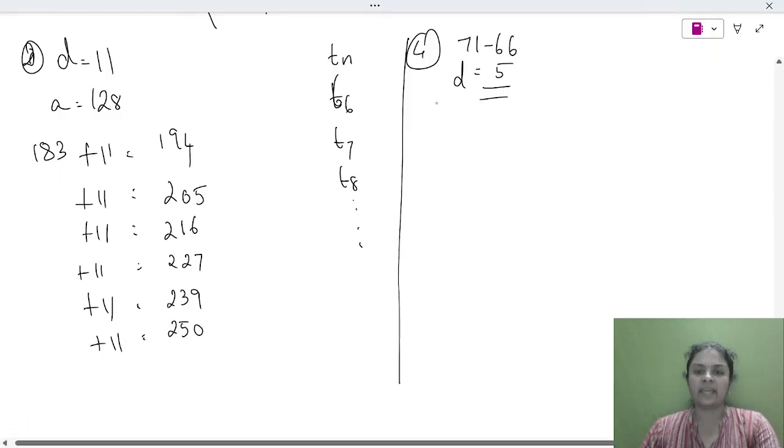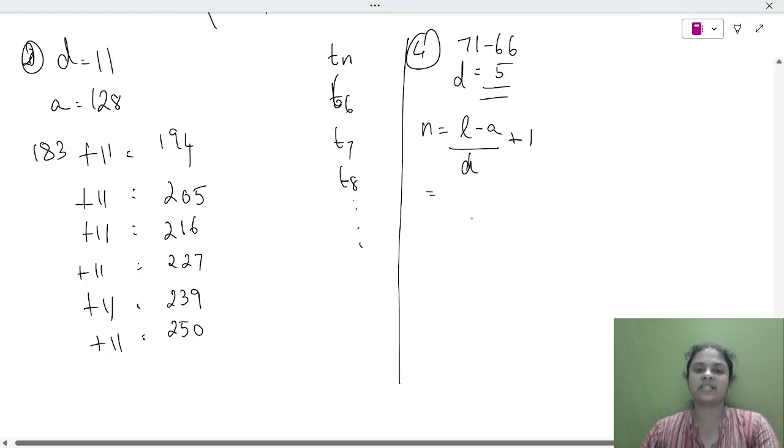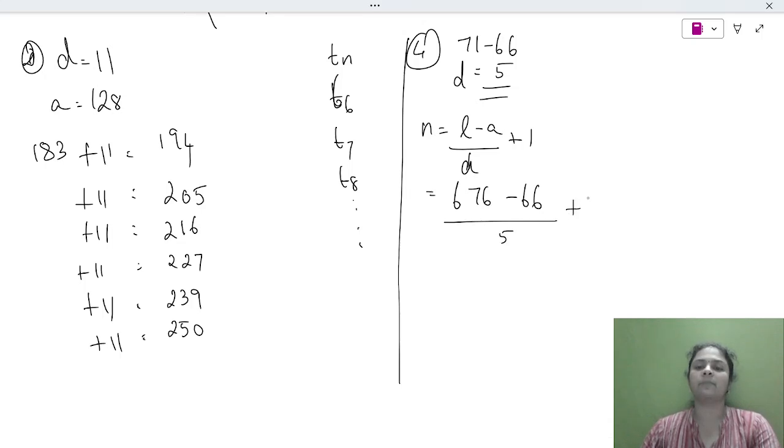Now to find out N, we know N is equal to (L minus A) by D plus 1. So what is L? Last term 676, minus A 66, by D which is 5, plus 1. So answer will be 122 plus 1. Answer is 123 terms. 123 terms. Are you clear, friends?